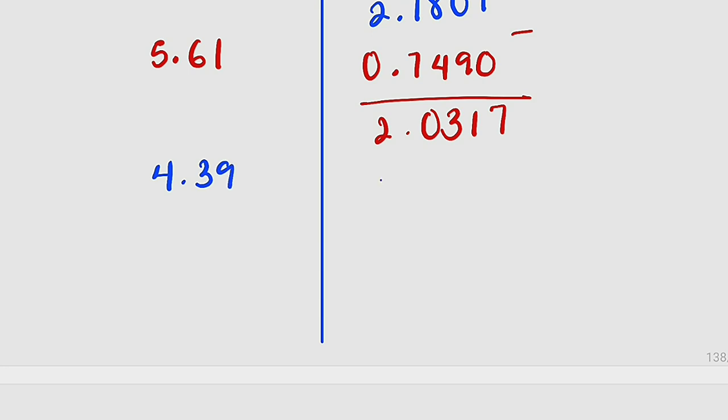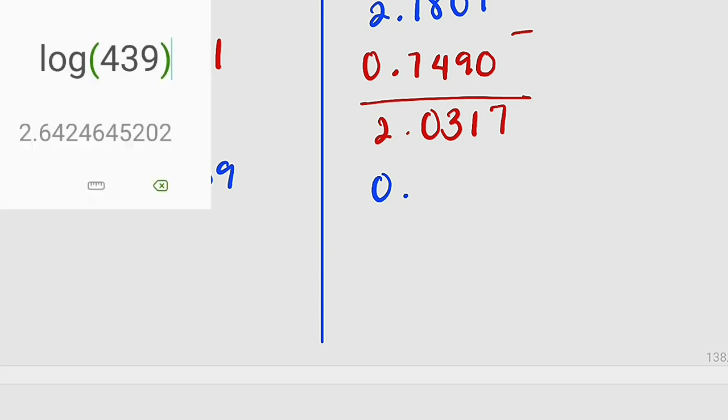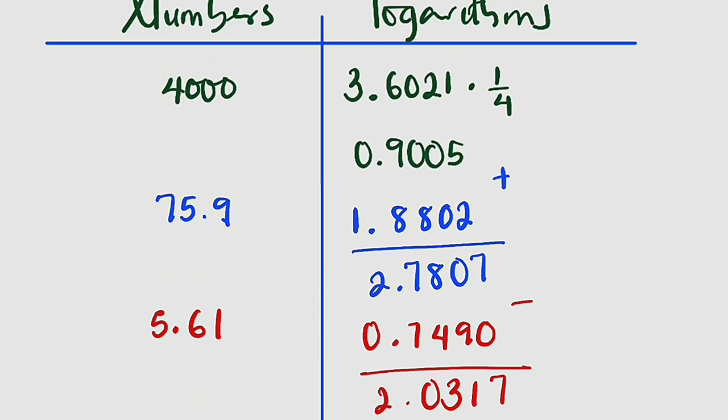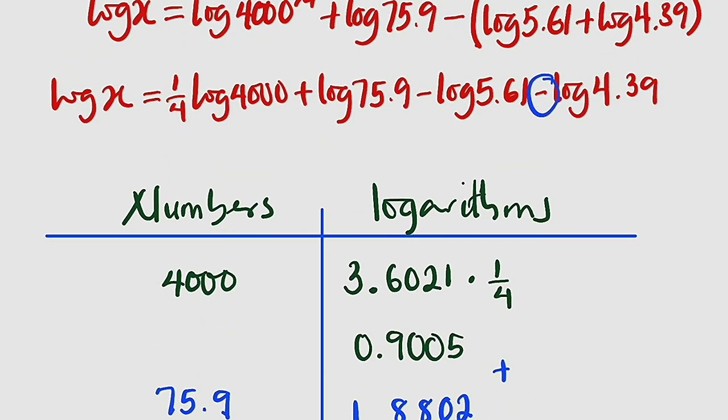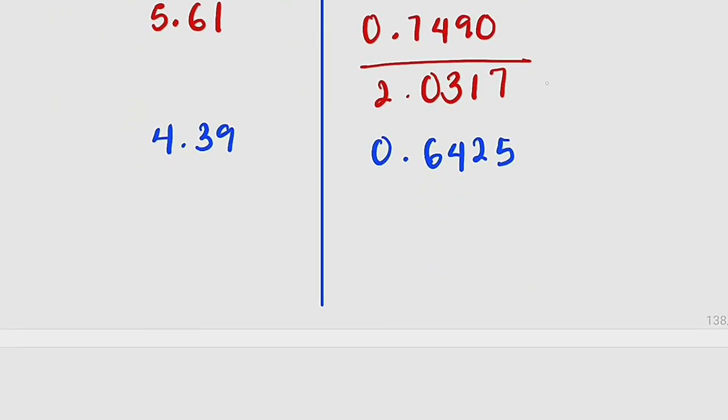4.39. The characteristic is 0. The mantissa, just take log of 439. Log of 439 is 2.642464 and so on, but we need the first 4 digits after the decimal point. We have 6, we have 4, we have 2, we have 4 again, but the next one is 6, therefore we round this to 5. All right, again, remember we have subtraction here, so we subtract.